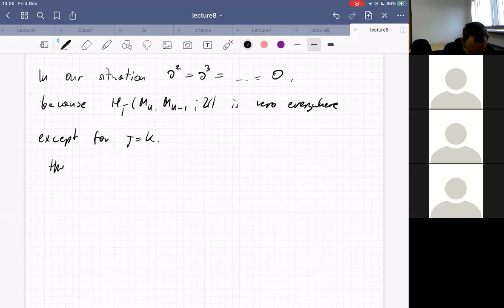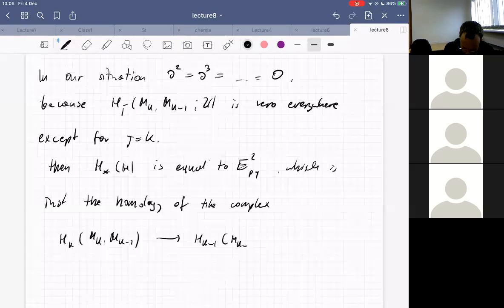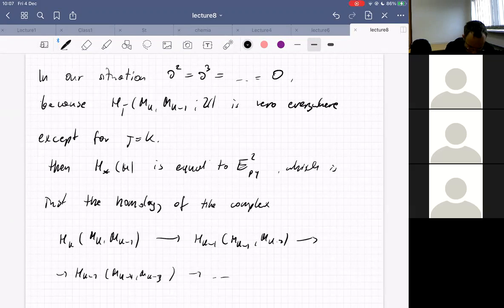And then H star of M is equal to E2 PQ, which is just the homology of the complex Hk Mk minus 1 goes to Hk minus 1 Mk minus 1, Hk minus 1 Mk minus 2, Hk minus 2 Mk minus 2, Hk minus 2 Mk minus 3, and so on.